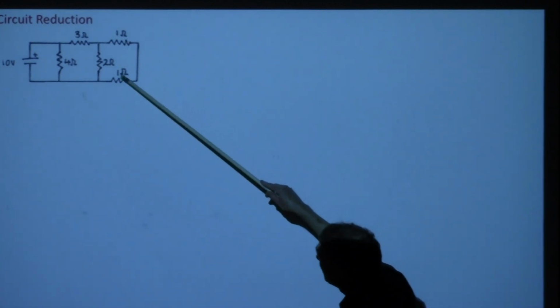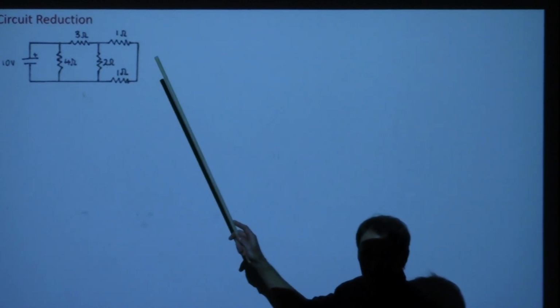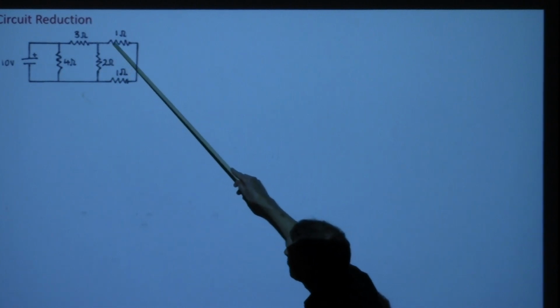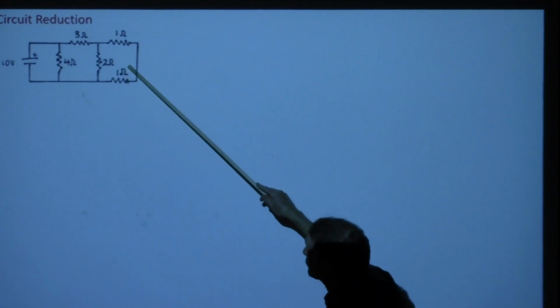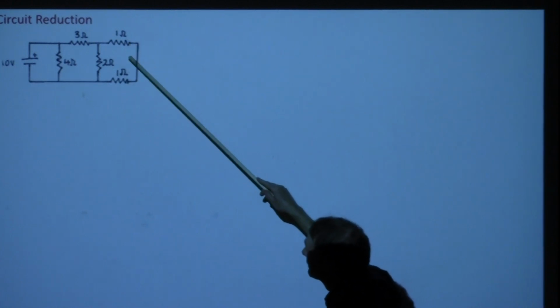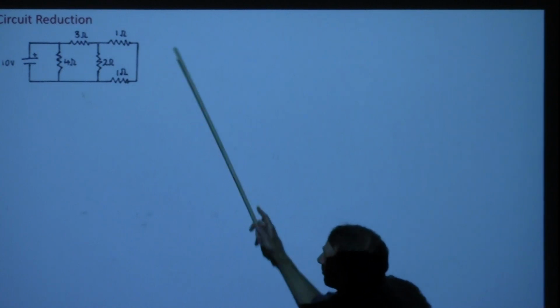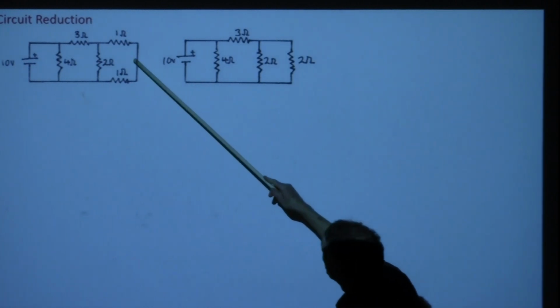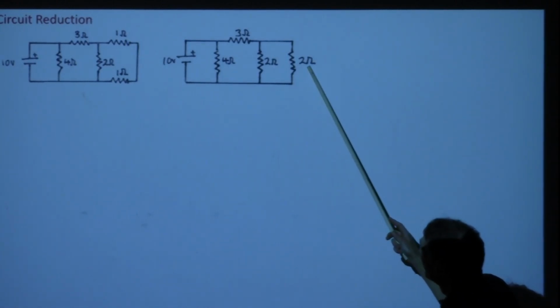Okay, these two, are these two in parallel? They sort of look like they are. Why are they in series? Well, because whatever current flows in here has to come back out here. So they sort of look like they're in parallel, but they're not. They really are in series. And so we can do a replacement of just adding these two up and come up with an equivalent.